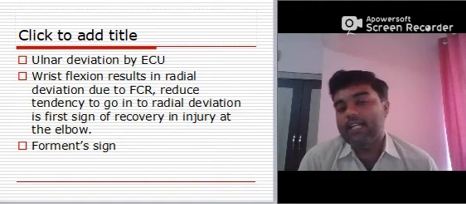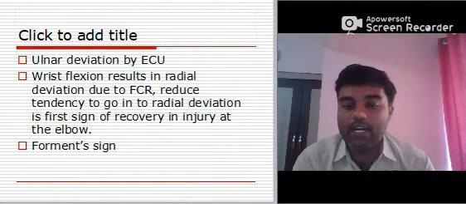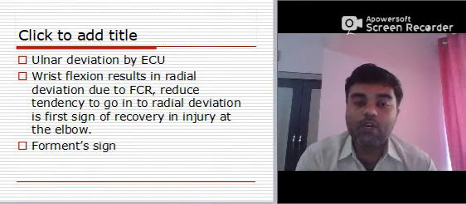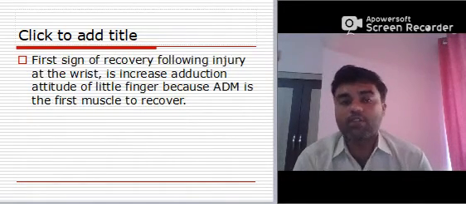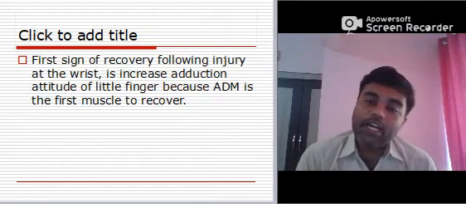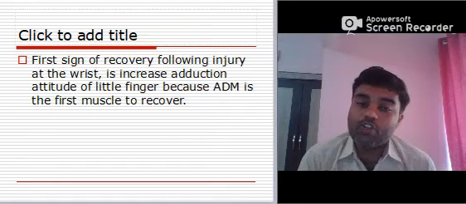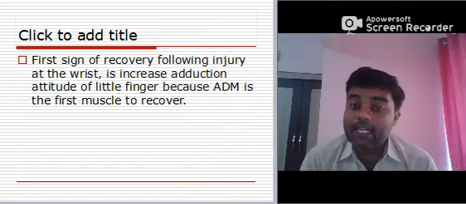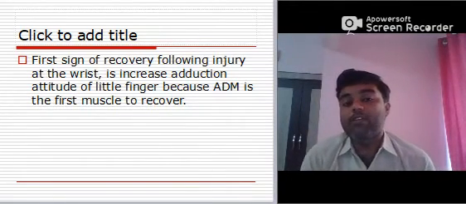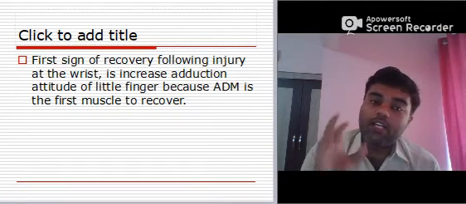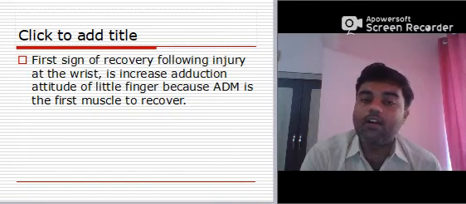And Froment's sign is positive. See, it is a very important sign, and one should check repeatedly for this sign whether it is working or not, or whether it is positive or not. The first sign of recovery following injury at the wrist is increased adduction attitude of the little finger, because ADM is the first muscle to recover. So the first muscle to recover gives the first sign.